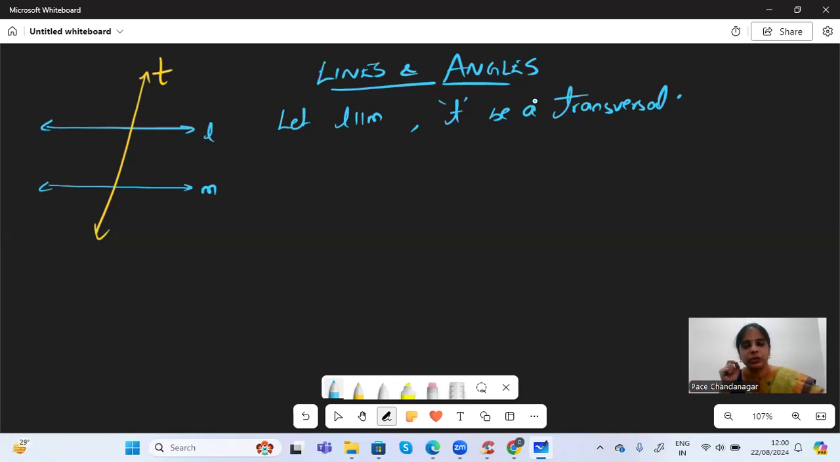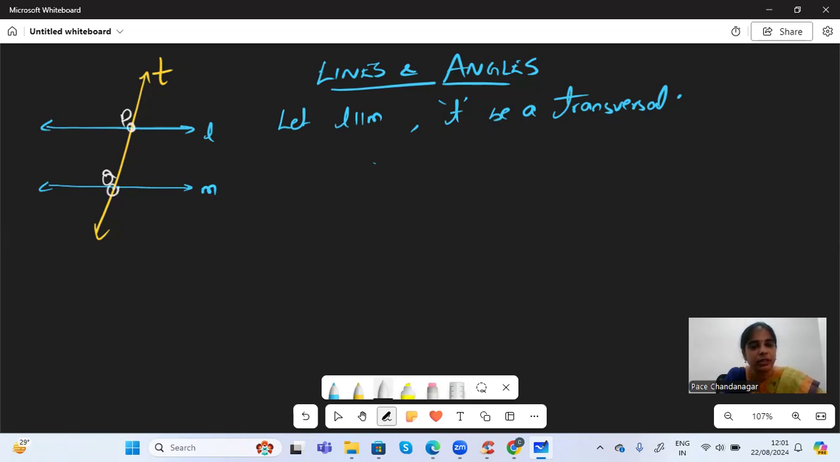And now when we are talking about two lines intersected by a transversal, the transversal was also done in the previous class. What exactly is a transversal? Whenever you have a line T which is intersecting two lines at two distinct points, you call that line a transversal. So what are the two distinct points at which this line T is cutting L and M? Let them be represented by point P and point Q. So these are the 2 points.